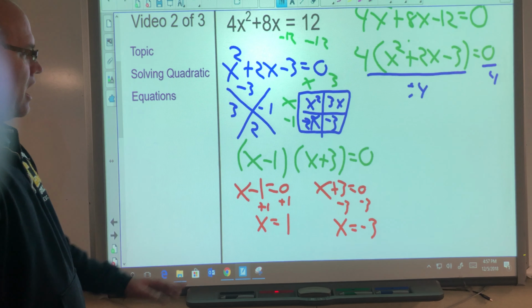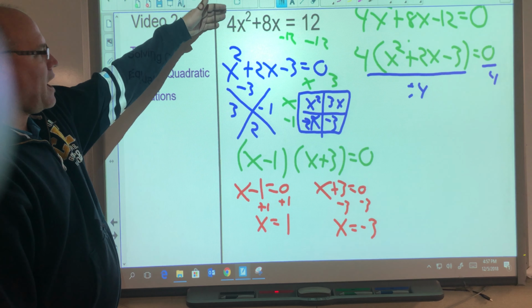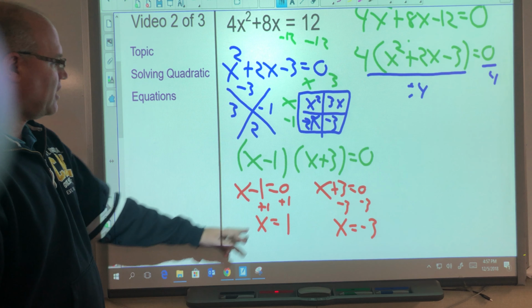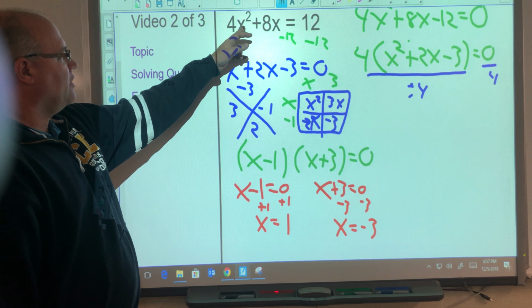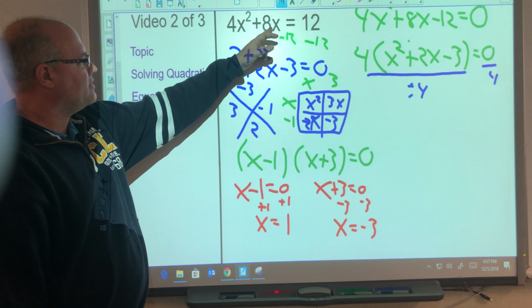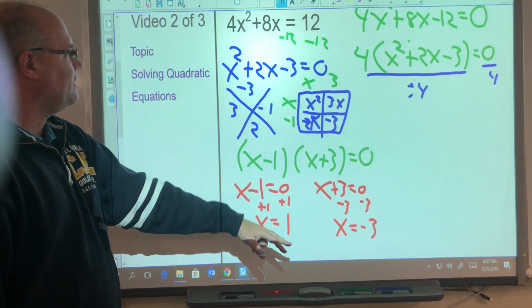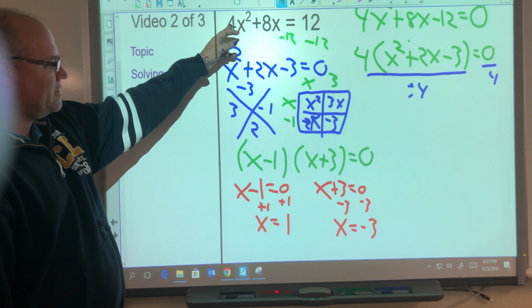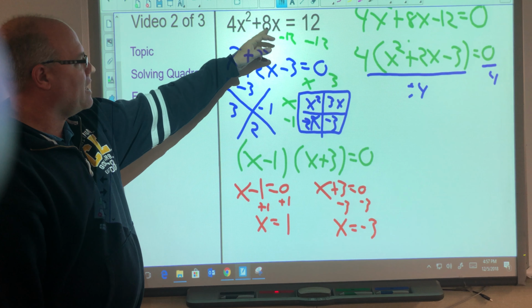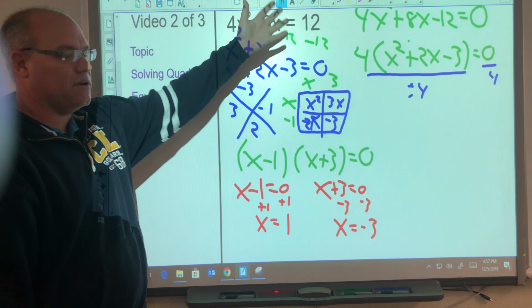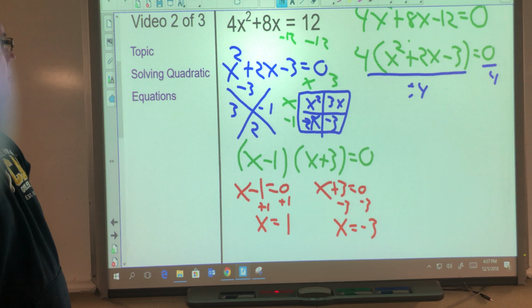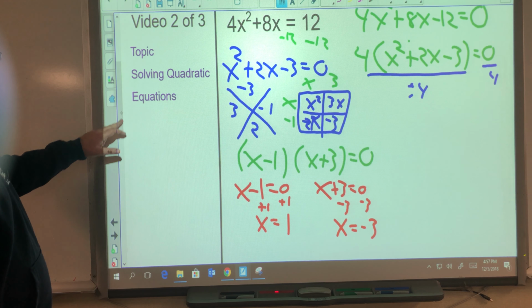All right, how can we check it? We can substitute them back into the original equation and see if it works. So I'll try just the 1 for now. 1 squared is 1, 4, plus 8 is 12, 12 equals 12. If I did negative 3, I'd get what? 9 times 4 is 36, 36 plus negative 24, that's 12, 12 equals 12, check. All right, so that's how you check.